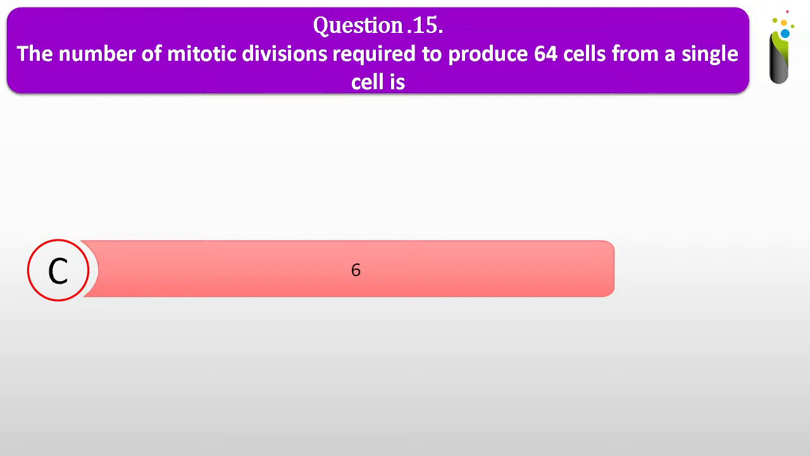Any doubts with this? See, a single cell is given. So you go on factorizing 64. When you form the factors of 64, obviously you'll get your answer. Okay. 2 into 32, then 2 into 16, then 2 into 8. If you keep going like this, you will understand.